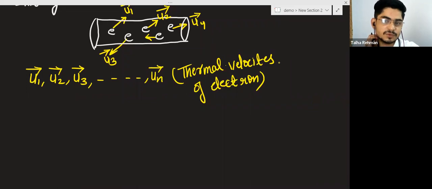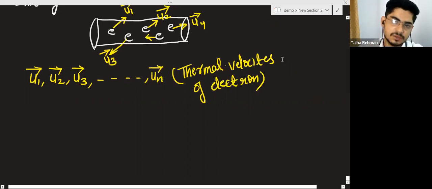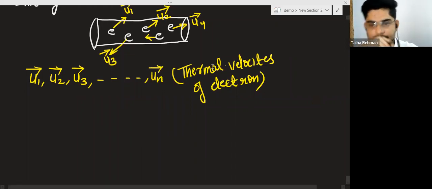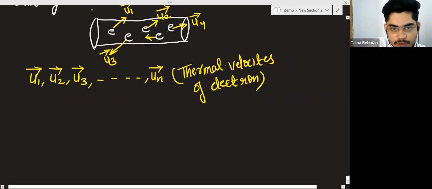So, due to the temperature difference, there is thermal energy. You can say heat, and due to that heat, the electron moves like this. Now they are moving in random directions.